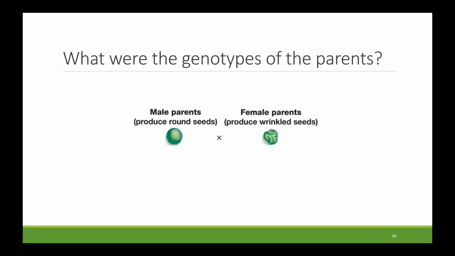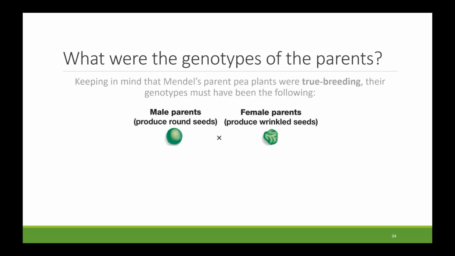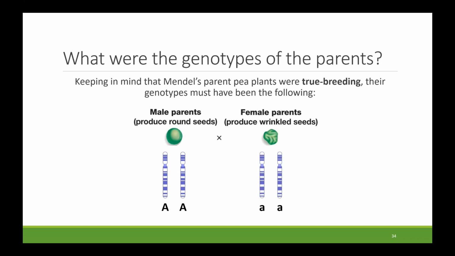So now that you've determined the different genotypes that are possible for pea plants, let's look back at the parent plants that Mendel used and figure out what their genotypes were. We know that the plants that he used for his parent generation were true breeding, meaning that he had observed them repeatedly self-pollinating and their offspring always looked like them. So from this information, we can assume that their genotypes were homozygous. Specifically, the smooth parent must have had the genotype capital A capital A, and the wrinkled parent must have had the genotype lowercase a lowercase a.